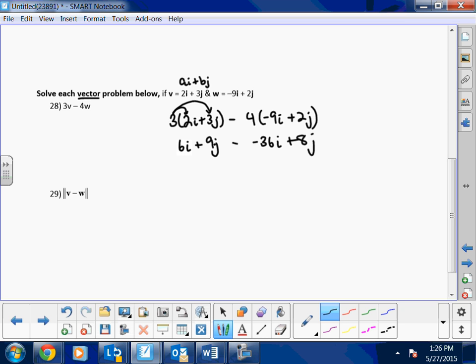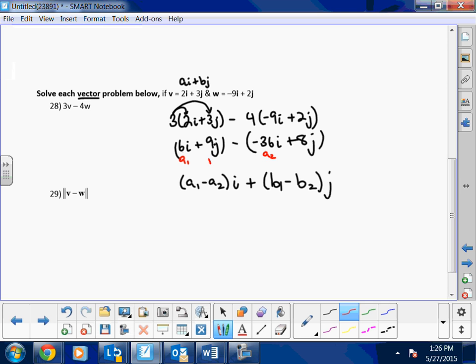Now, what do we do from here? We're going to take our new vectors and subtract them. Remember, when we subtract vectors, you're going to be using this formula that's found inside your yellow sheet: a1 minus a2 i plus b1 minus b2 j. Now keep in mind, you may be looking at this and wondering which is a1 and which is a2. This first letter right here is a1, this is a2.